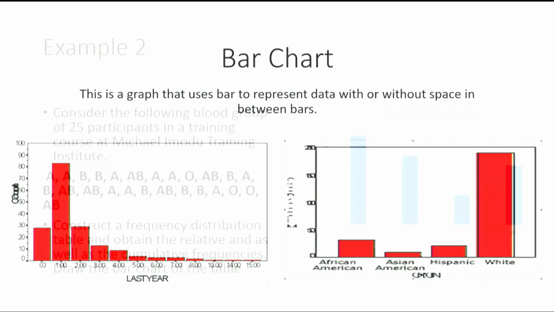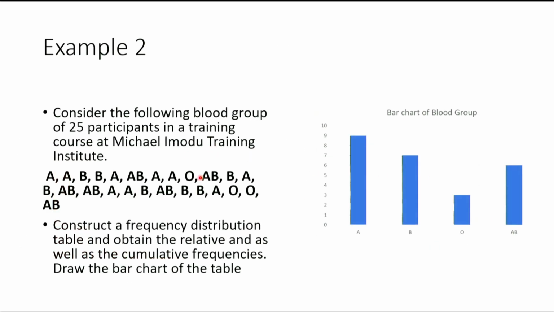Then the next one is another example, which is also on blood group for 25 participants in a training at Michael Imodu Training Institute. This time around, we have to construct the bar chart. This is the bar chart. The first bar here represents blood group A. The second one, blood group B. The third one, O, represents blood group O. Then the last one, AB, represents blood group AB.